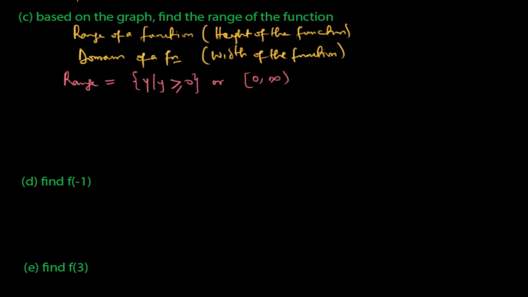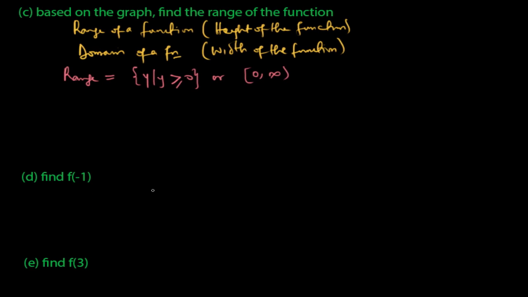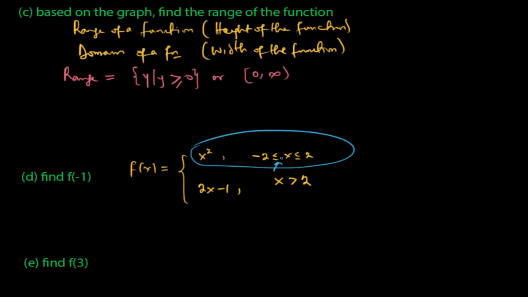Now the next question says, find the function value at -1. You recall the function we are given is f of x equals x squared, and we use this whenever x falls within this range here, and then it says 2x - 1 whenever x is greater than 2. So there are two things involved here. For the first one, you use this definition if x falls within this range, and the next one says use this definition if x falls within this range here.